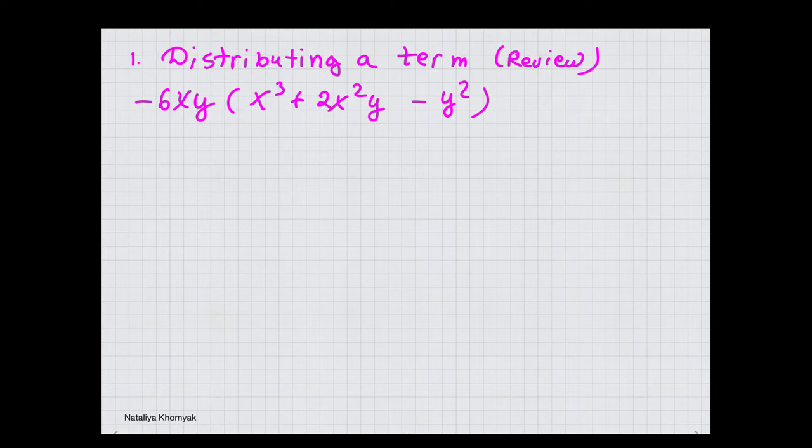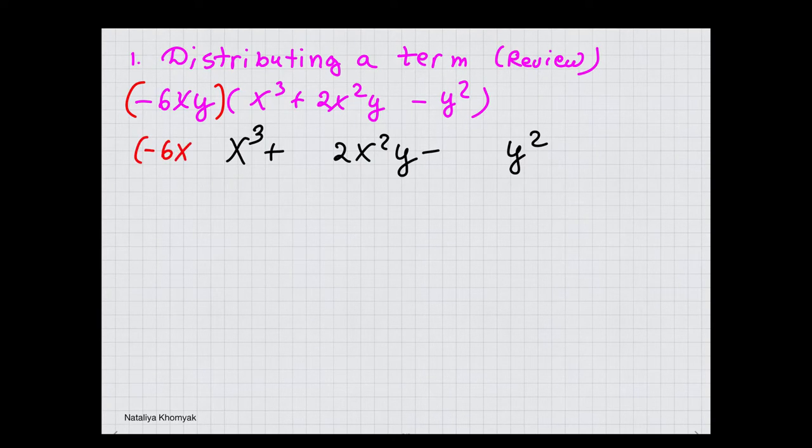First thing you want to do is copy the inside of the parentheses. So we have x^3 plus 2x^2y. You want to leave some room between terms for distribution, minus y^2. Especially if you have multiple items and negatives, you want to put it inside of the parentheses. So now we distribute. We have negative 6xy, negative 6xy, negative 6xy.